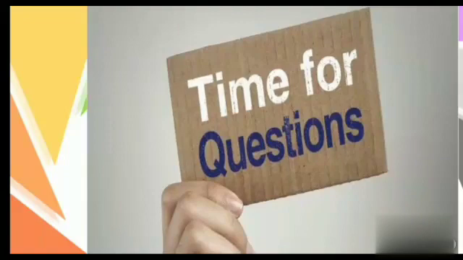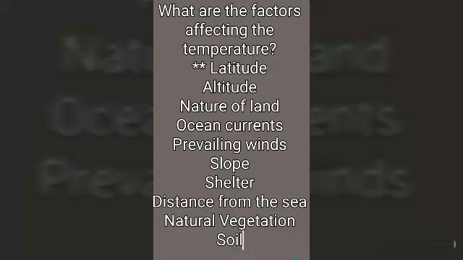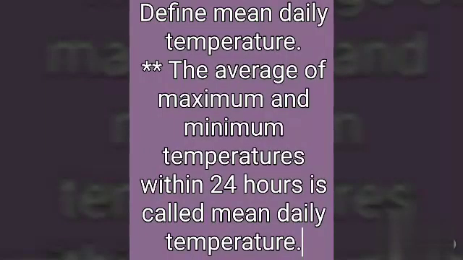Okay, now time for questions. Okay, students, what are the factors affecting temperature? The first one, latitude, altitude, nature of land, ocean currents, prevailing winds, slope and soils.